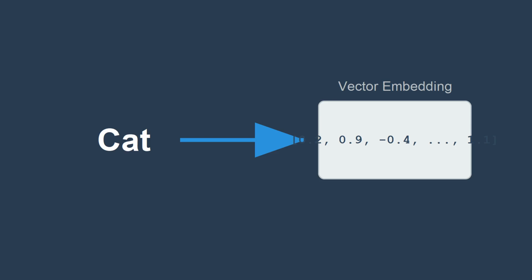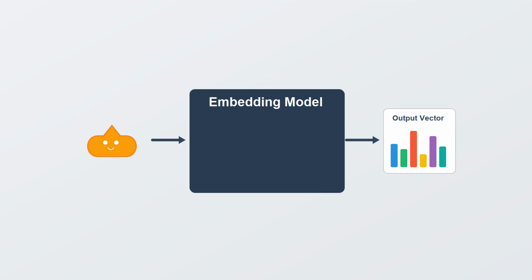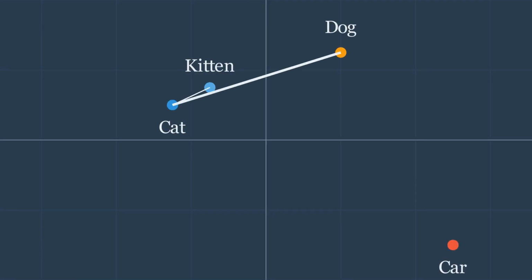They are built on the concept that anything can be turned into a list of numbers. An AI model, called an embedding model, reads a piece of data and converts it into a vector with hundreds of dimensions. The magic is this: similar items will have similar vectors, creating a high-dimensional meaning space. So the vector for cat will be extremely close to kitten, but much further from the vector for car.